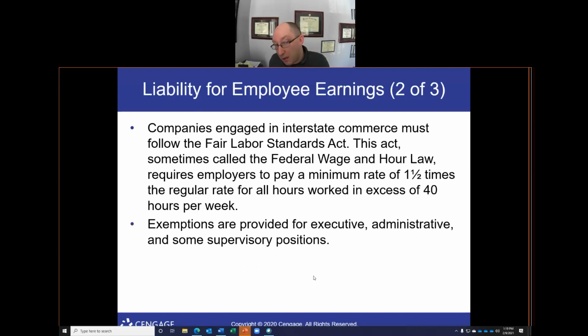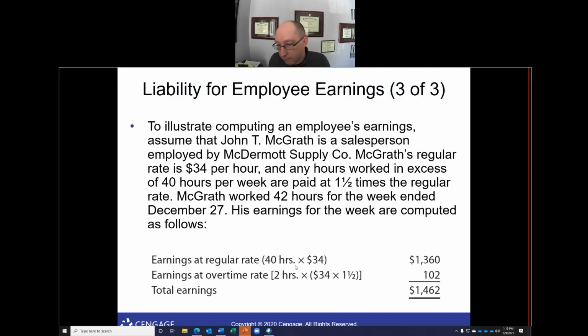Unless it's an exempt employee. Exempt employees are typically salary employees. Salary employees are exempt from overtime. Typically. Not always, but most of the time.